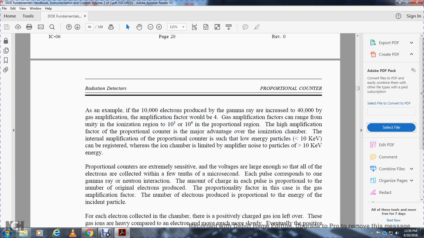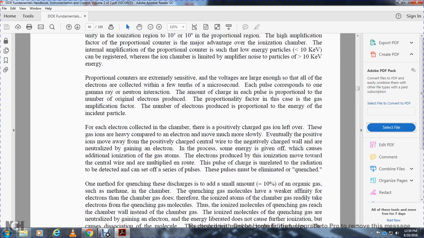Because of internal amplification, the proportional counter can register lower energy particles of less than 10 kiloelectron volts, whereas ion chambers are limited by amplifier noise to particles of greater than 10 kiloelectron volts of energy. The proportional counter is extremely sensitive to voltage, and the electrons collect within a few tenths of a microsecond. For each pulse corresponding to a gamma ray or neutron interaction, the amount of charge in each pulse is proportional to the number of original electrons produced, multiplied by the amplification factor.